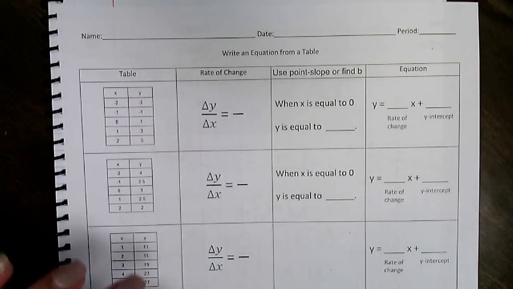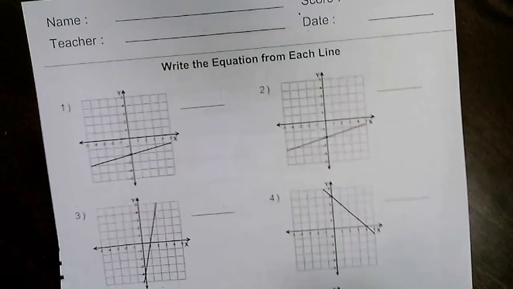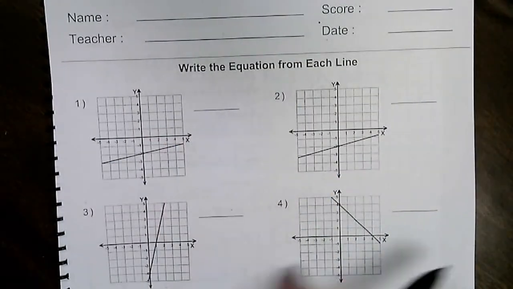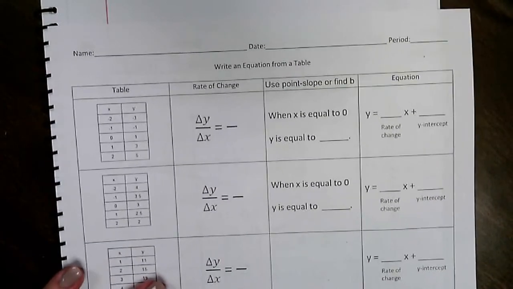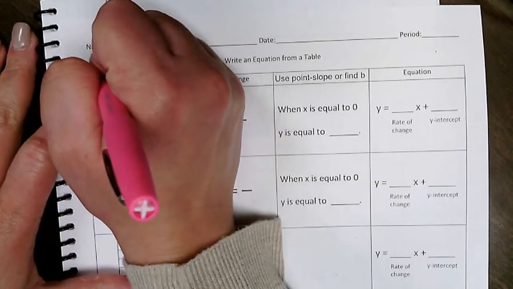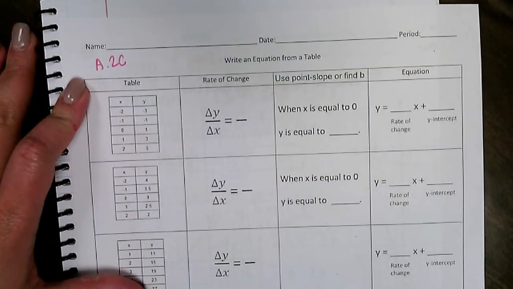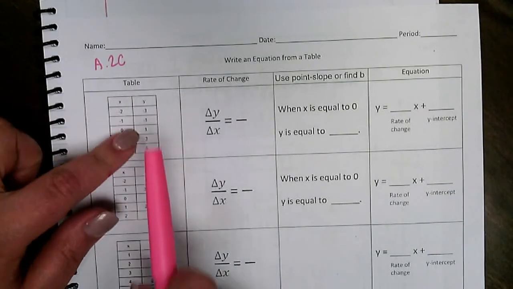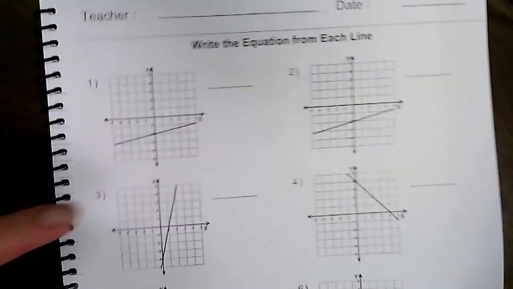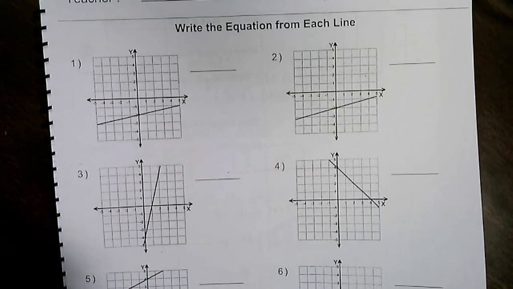Alrighty, so this is writing equations from a table and a graph. Okay, so the first thing I'm going to do is the table. This standard is A.2C. So A.2C is from a table, from a graph, and then from word problems. Word problems is another video.